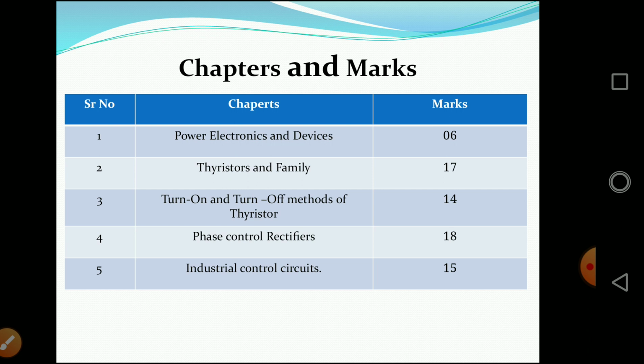Last, fifth is industrial control circuits, which carries 15 marks. In all industries we need some control circuits. Those control circuits are basically constructed from power electronic elements. So in the last chapter we are going to study different control circuits which are already adopted in industries, how they perform, how they are controlling, and how the application is going to be controlled. All that we are going to study in the fifth unit, that is industrial control circuits.